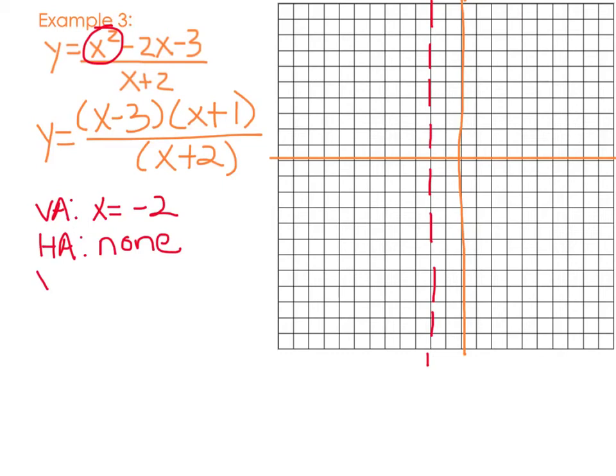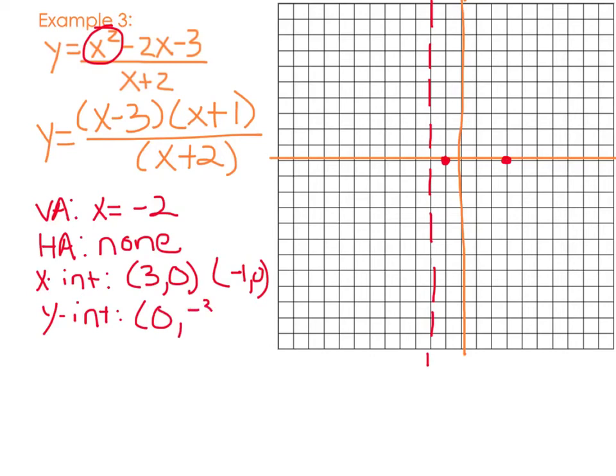All right, x-intercept. Set the numerator equal to 0. And if we do that, we're going to get 3, and we're also going to get -1. So we have 2 x-intercepts. At -1, 0, and +3, 0. Y-intercept, plug in a 0 for x. That would give us 0 squared minus 2 times 0 minus 3 over 0 plus 2. So -3/2, -1.5 right there.